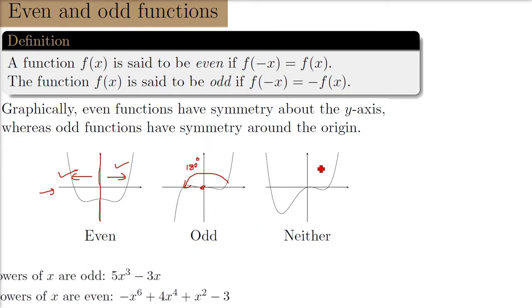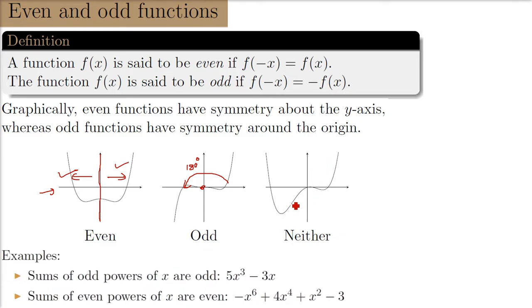There are certain functions which are neither even nor odd as well, like you see here. As an example of an odd function, just take the odd powers of x with any coefficients. If you put negative x, it will be minus of f(x), like minus of 5x cube minus 3x. If you put negative x in an even function, the same function will come.